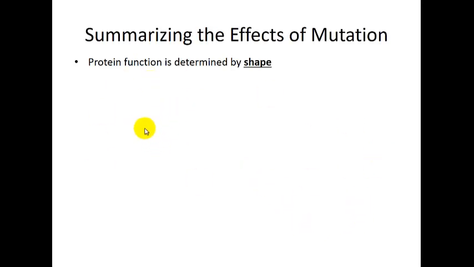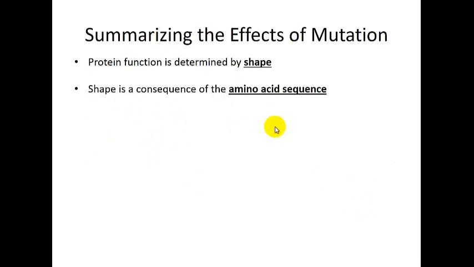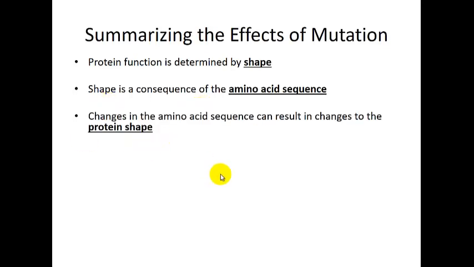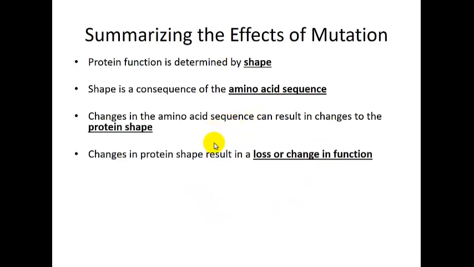So ultimately, as we talked about before, protein function is determined by shape. The shape of a protein is a consequence of the amino acid sequence. Any change in the amino acid sequence can result in changes to the protein shape. Should underline the word can there. Changes in protein shape result in a loss or change in function. Changes can be subtle or dramatic, depending on exactly where that change takes place.